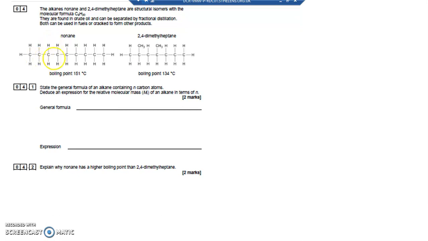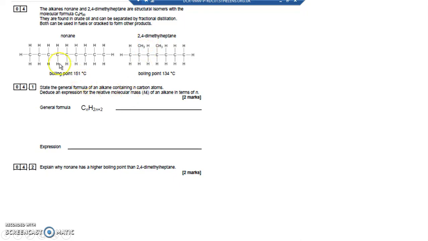We've got two alkanes. It looks as if we've got nonane and 2,4-dimethylheptane, and it's asking us to deduce an expression for the relative molecular mass. State in general terms an alkane, the general formula for an alkane, so it's CnH2n+2.